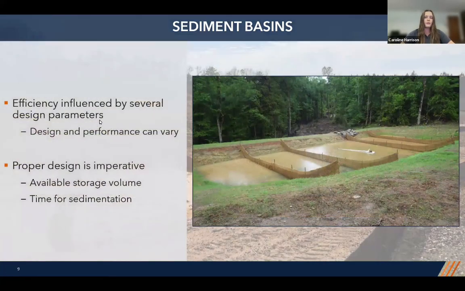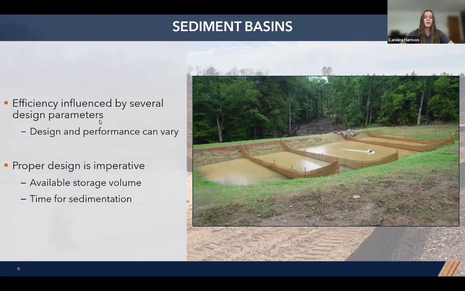events. Our sediment basin efficiency is influenced by several design parameters, including size, geometry, using energy dissipators, sediment characteristics, and so on. Our sediment basin design and performance can also vary by jurisdiction due to the soil properties on site, as well as the frequency and severity of our precipitation events.